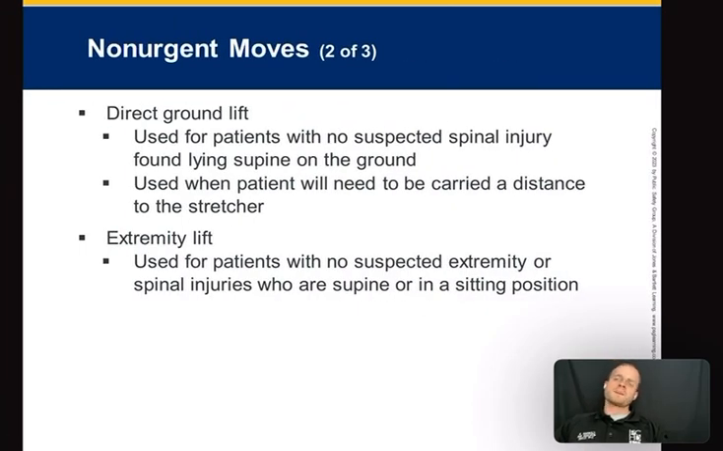Now, a direct ground lift. This is used when the patient has no suspected spinal injury, found lying on the ground supine. What position is supine? It's laying on their back. What position is prone? It's laying on their belly, face down. So use it when the patient will need to be carried a distance to the stretcher. So that's just a direct ground lift. Your book shows you that. We'll again cover that in class.